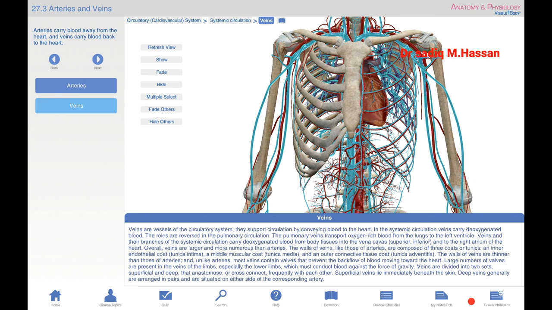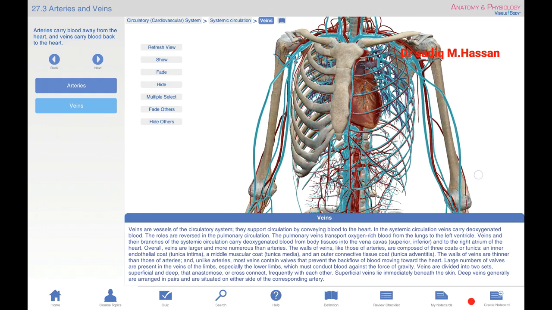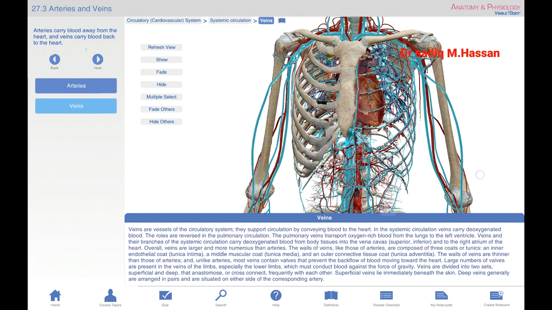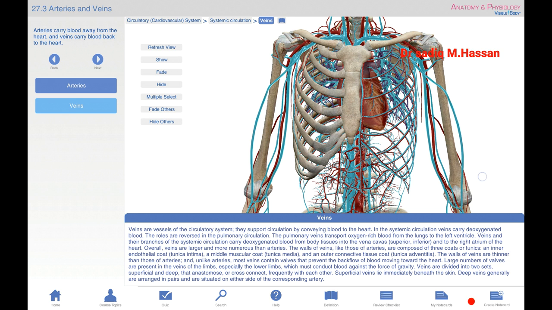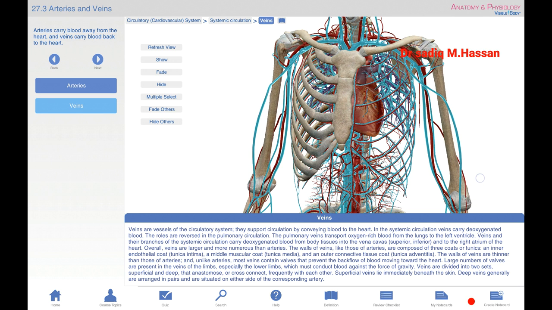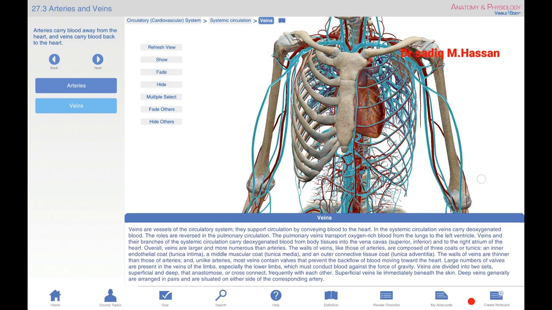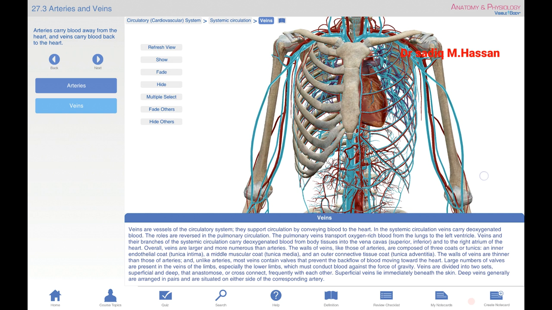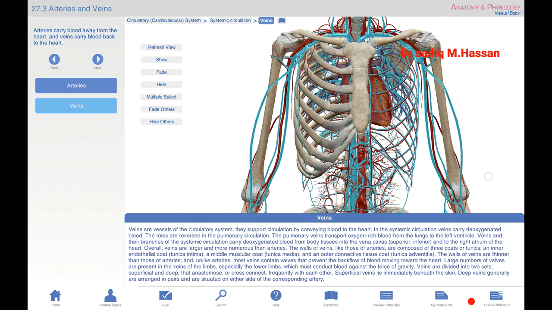Overall, veins are larger and more numerous than arteries. The walls of the veins, like those of arteries, are composed of three coats or tunicas. An inner endothelial coat called tunica intima, the middle muscular coat called tunica media, and the outermost connective tissue coat called tunica adventitia. What about the walls of the vein? The walls of the veins are thinner than those of arteries because they are capacitative. And unlike arteries, the veins contain valves that prevent backflow of blood moving toward the heart. Large numbers of valves are present in the veins of the limbs, especially the lower limbs.